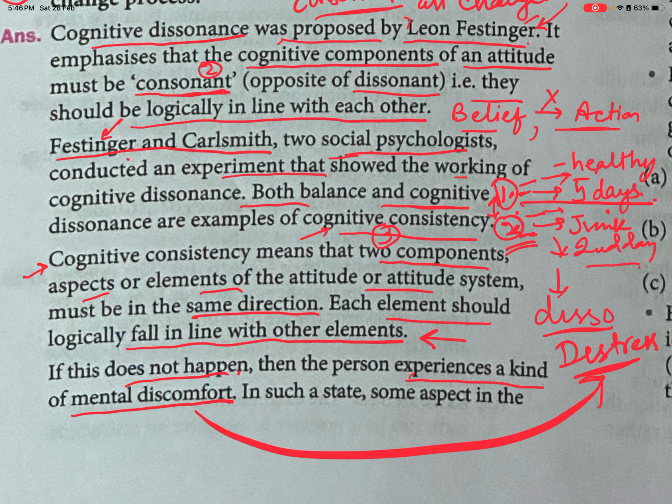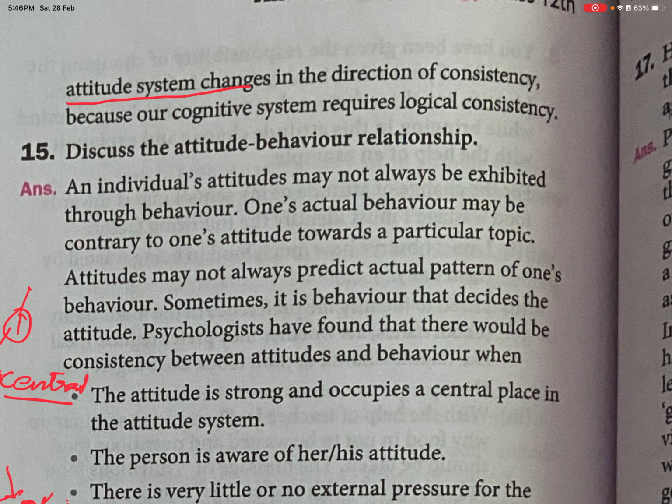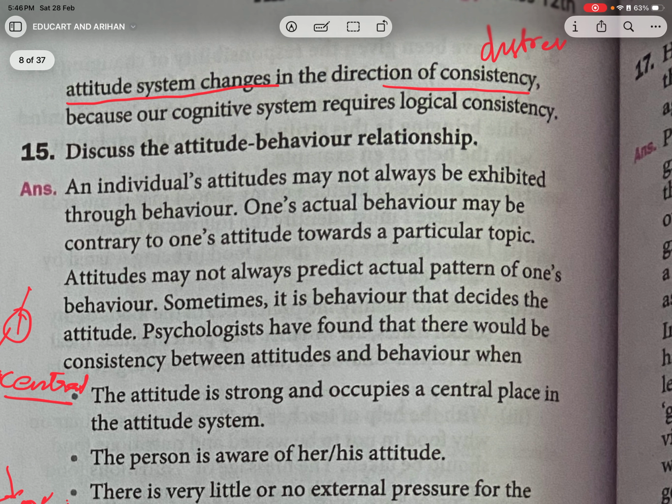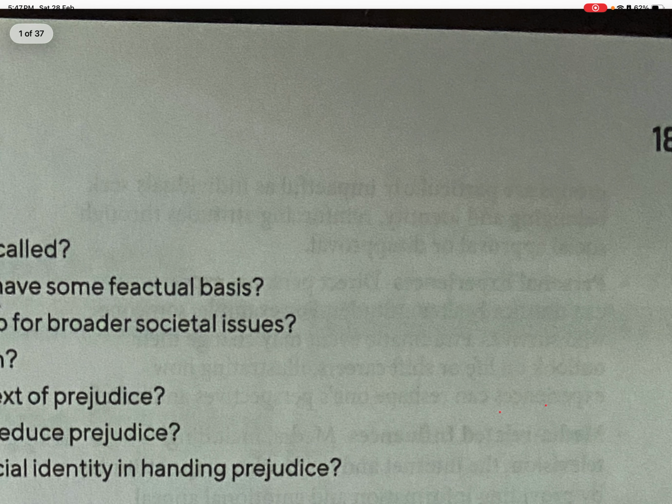In such a state, some aspects in the attitude system change in the direction of consistency. So when there is distress, right, or mental discomfort because of the dissonance, right? So what happens is the attitude system changes in the direction of consistency, that is called the cognitive consistency, that is the logical consistency, that becomes the consonant. So you can give your examples and define it accordingly.